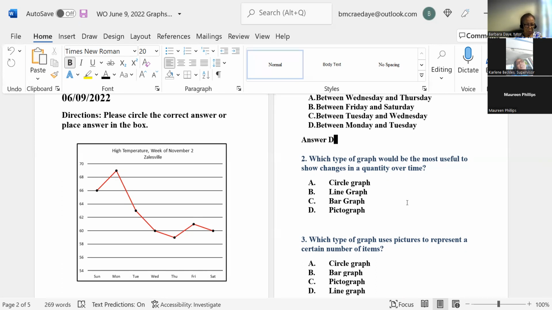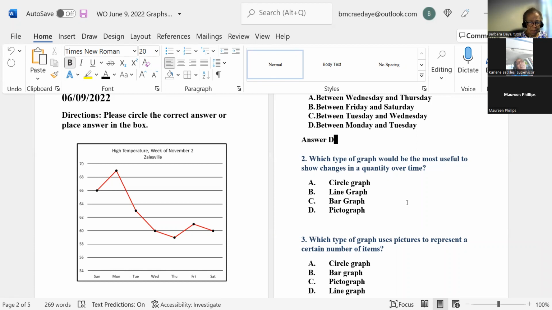What type of graph shall be the most useful to show changes in the quantity over time? So which one do you say, a circle, line, bar, or pictograph? Which one? Let's see, the quantity over time graph. Which one? D.